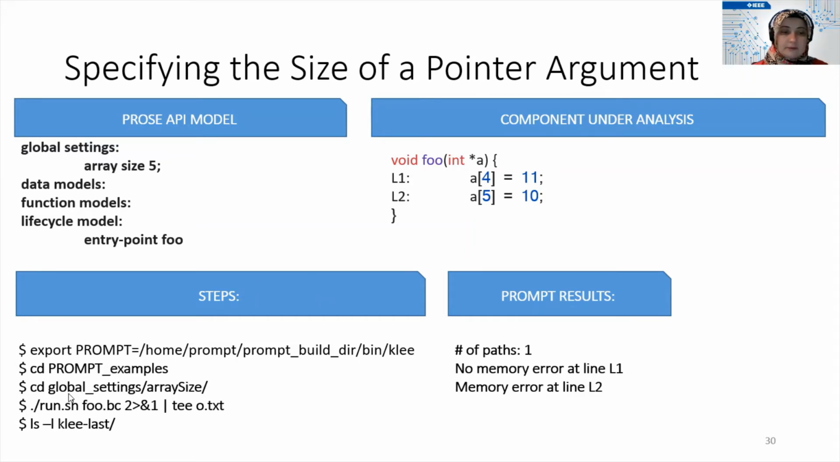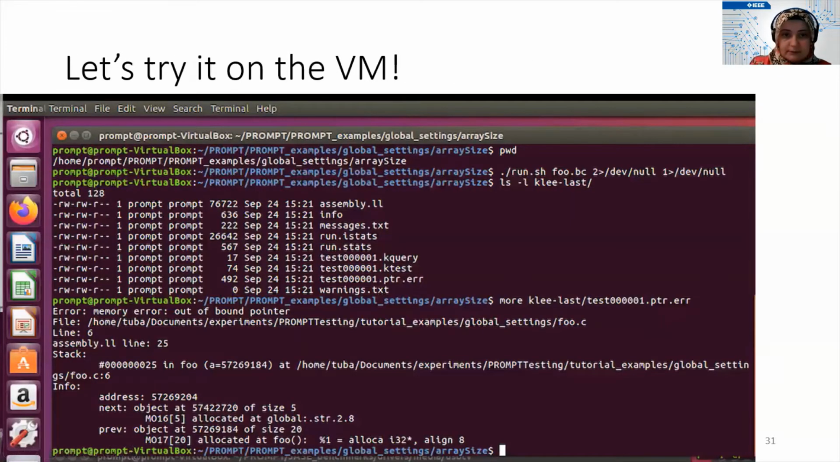So we have to go under prompt examples, go to global settings, array size. Then if you run the script, you'll be able to generate this error. As you see, it's a memory error, so it has the suffix of PTR, pointer error.